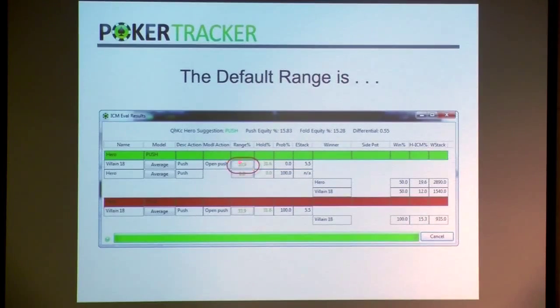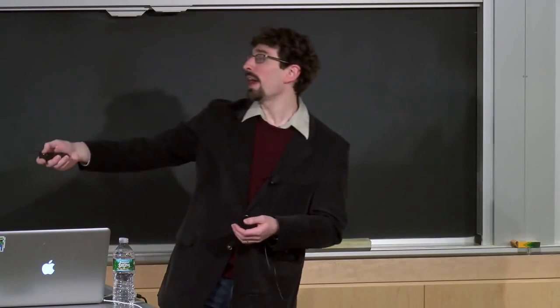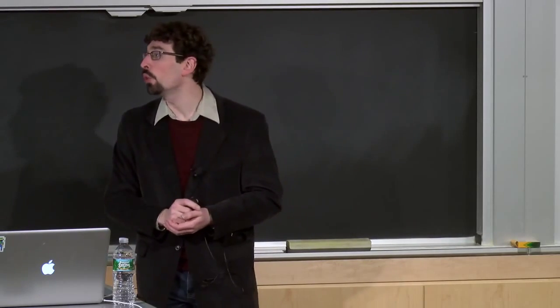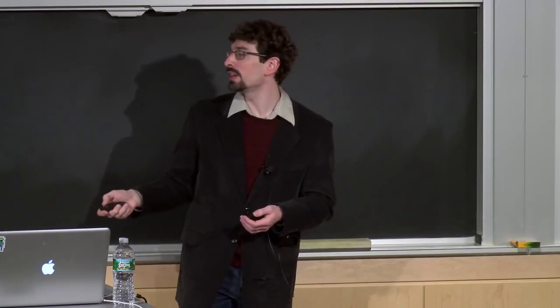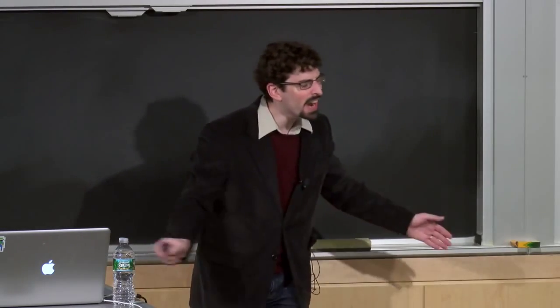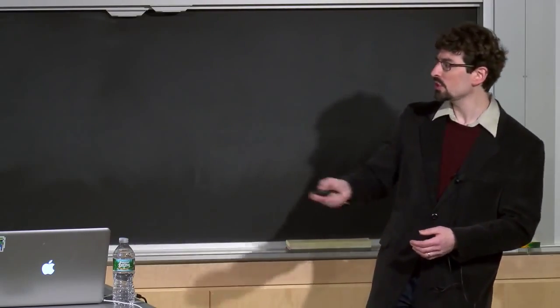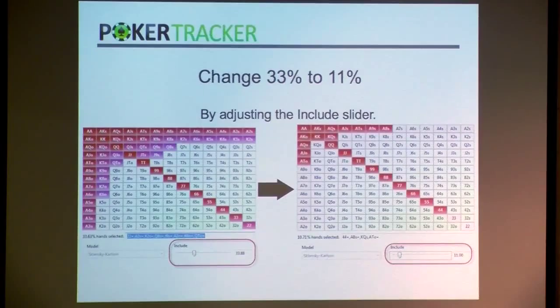So you can click right here once you've been looking at the model results, and you can change his range. So this, by the way, is what 33% looks like. The average player here is shoving as weak as Queen 8 suited, King 2 suited, King 6 offsuit, any pair, any ace. That's a lot of hands. These are weak, weak hands. So we change it. We'll drag the slider down from 33.8 down to 11%. Suddenly, now we're looking at a whole lot tighter range.